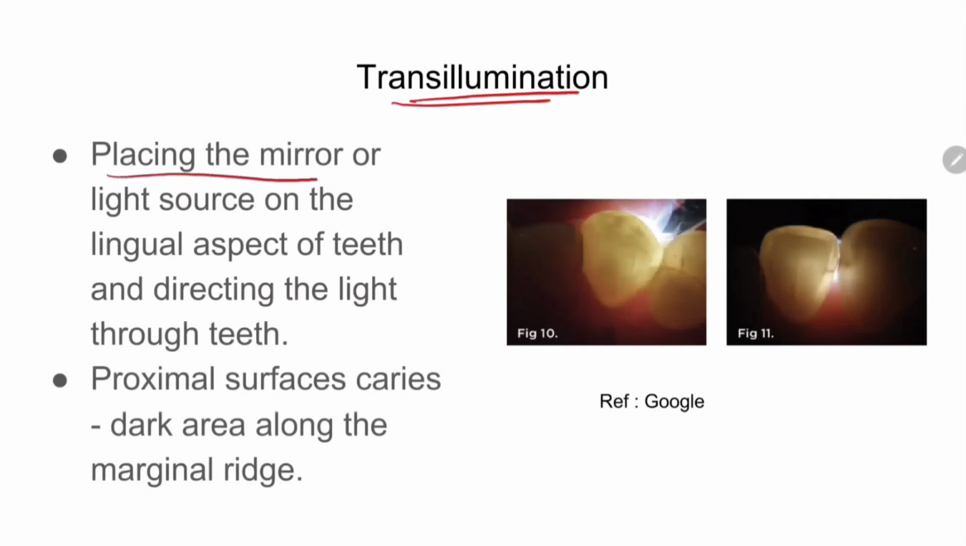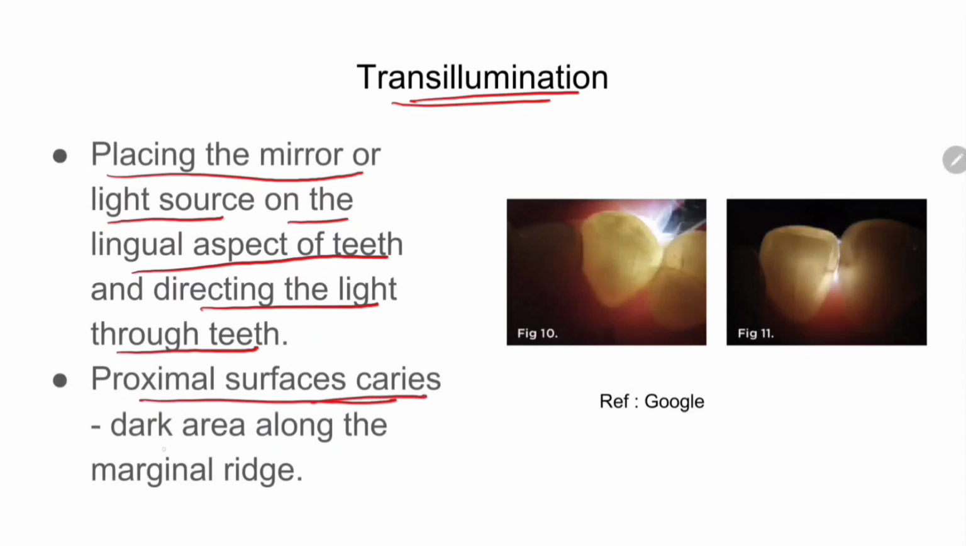So we have to place the mirror or light source on the lingual aspect of the teeth and direct the light through the teeth. If proximal surface caries is present, then this area will become a dark area along the marginal ridge. So in this image we can see we are placing the source of light here and we will find a dark area over here. It means there is presence of interproximal caries.